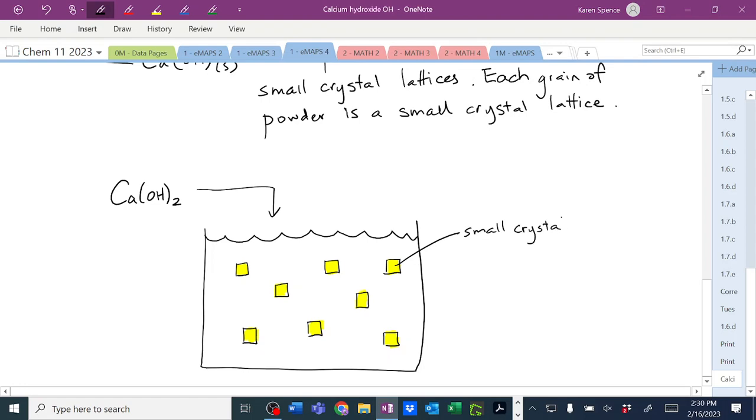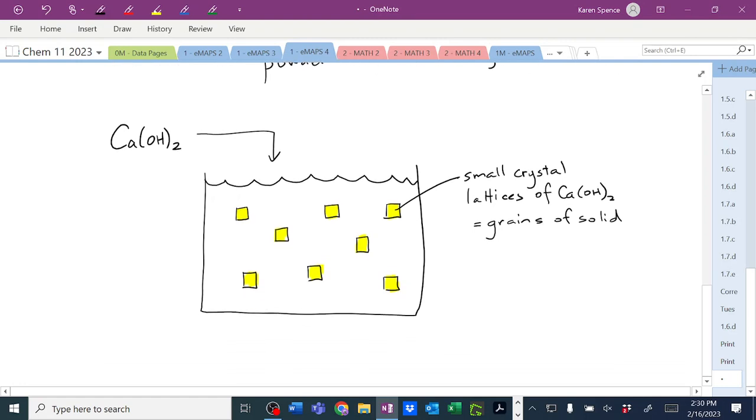So these are small crystal lattices of Ca(OH)2, and those are the grains of solid. I'm not going to draw as many of them as we would proportionally have if your mixture looked like this, otherwise it would just get too cluttered. Yes, it would get too messy.